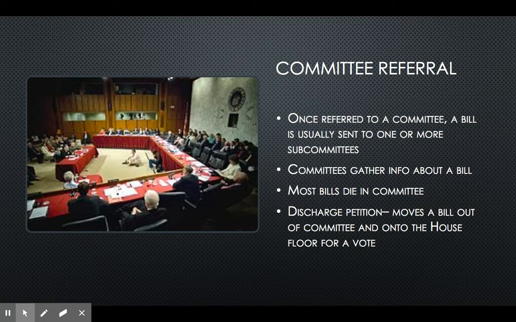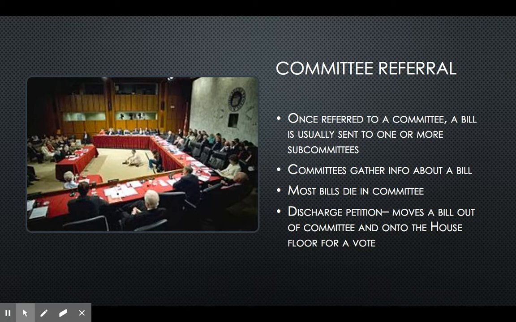Once a bill is introduced in either the House or the Senate, it's going to be referred to one of those standing committees. So for example, if it's a bill about agriculture, it's going to be referred to an agriculture committee. It may also be referred on to a subcommittee once it's in committee. This is just so that those members of Congress with certain expertise or subject matter experience are going to be the ones working on these bills and evaluating the bills.